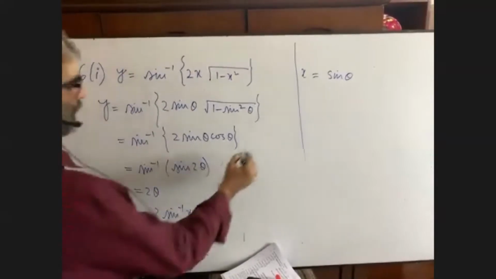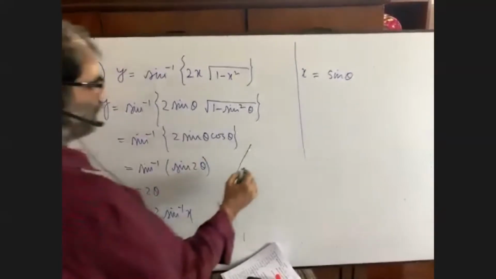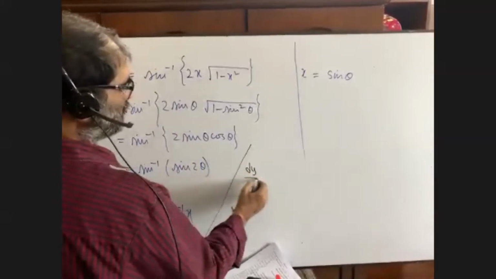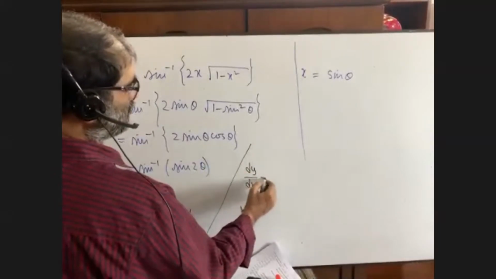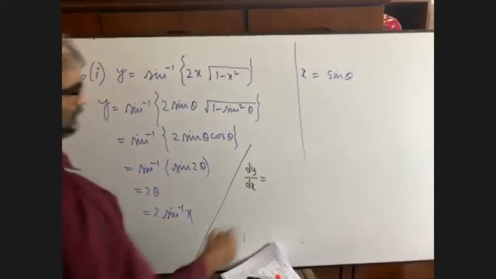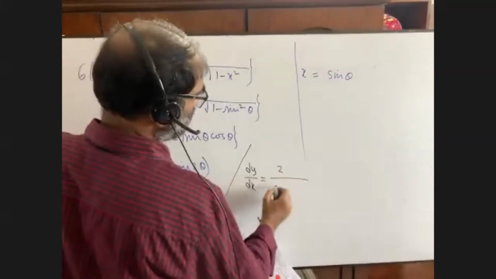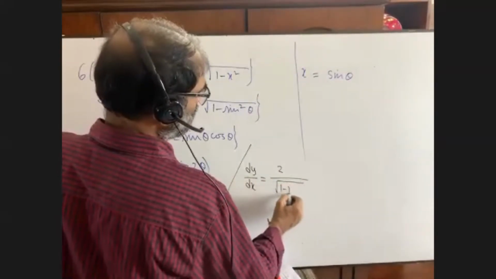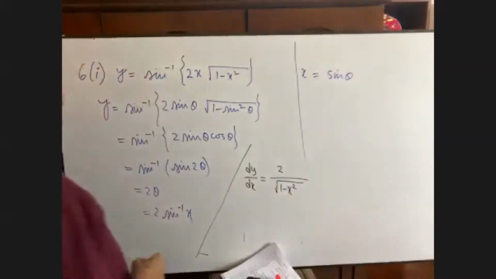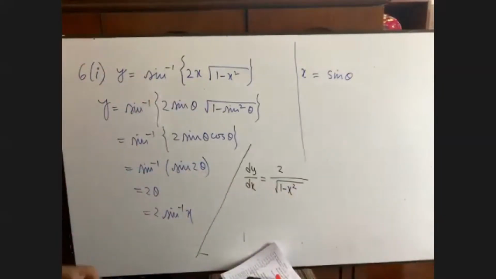Now you are told here to find dy by dx. Dy by dx is equal to what? 2 by root over 1 minus x square. Talk to me. Yes, sir.